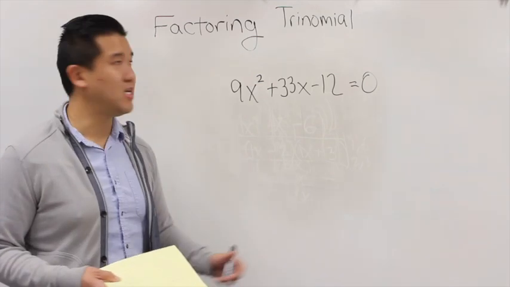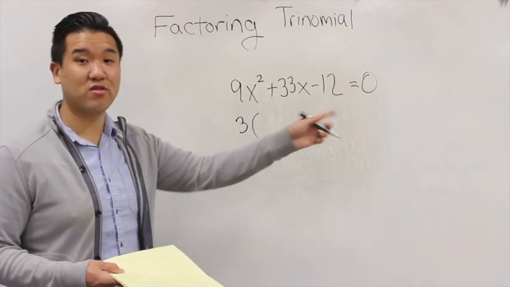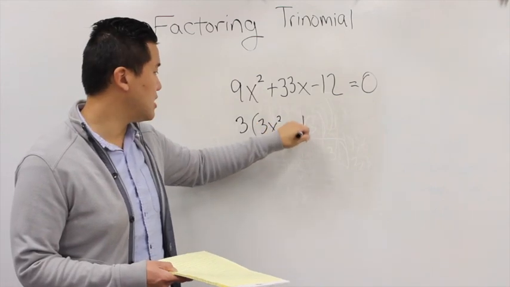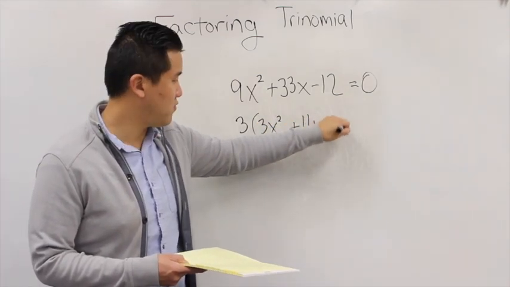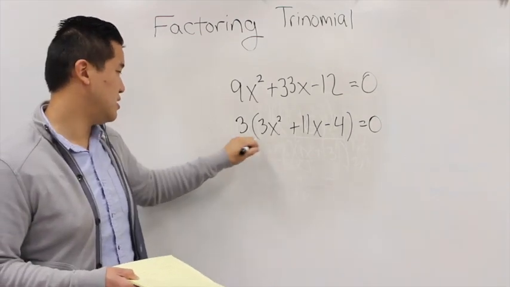Alright, what is my GCF? 9, 33, and negative 12. It is 3. So we divide everything by 3. We make it 3 times smaller. So you have 3x squared plus 11x minus 4. And our goal is to factor this guy.